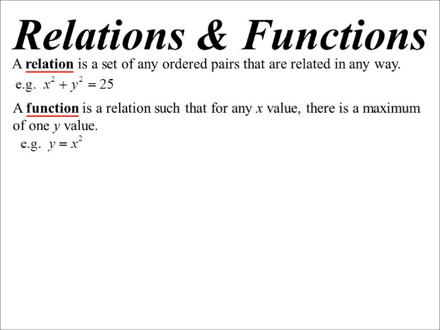Now, a function is a specific type of relation, such that there's a maximum of one y value for any x value. Now, it's okay for there to be no y value, but maximum of 1. As soon as you get 2 y values for a particular x value, they're no good. It's no longer a function. So a parabola is a function because you could pick any x value and there's only one possible answer for y.